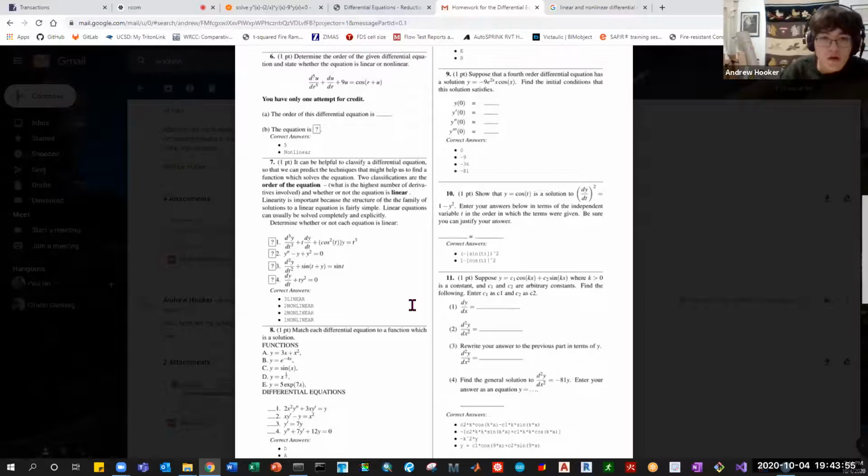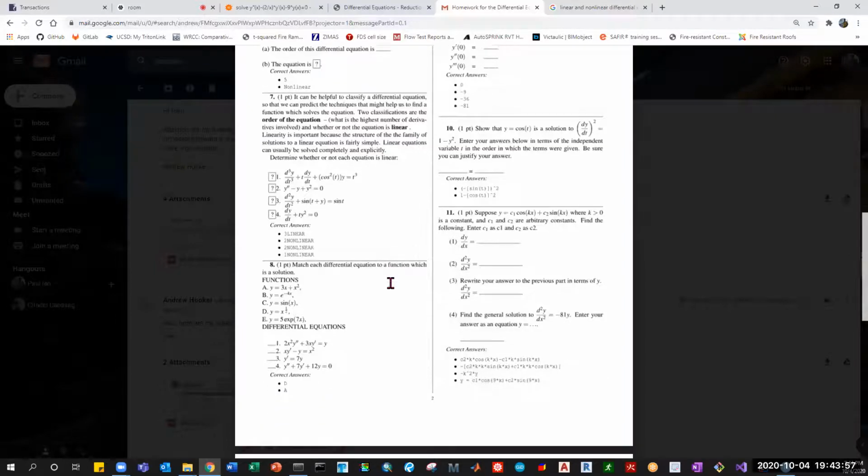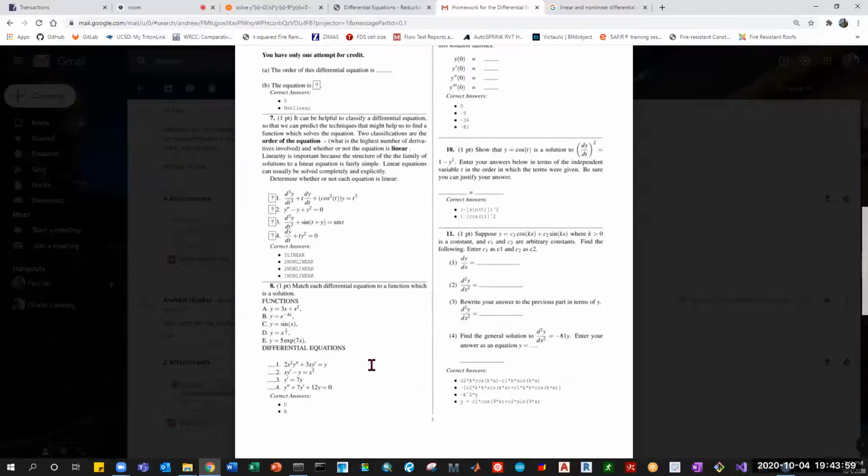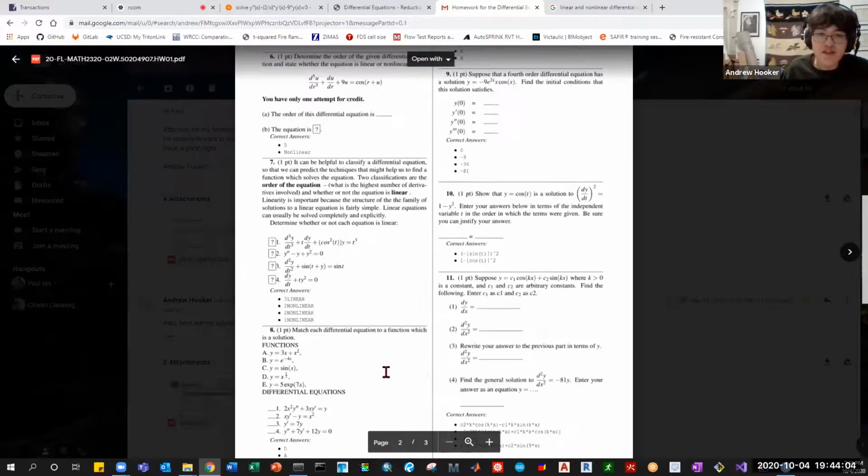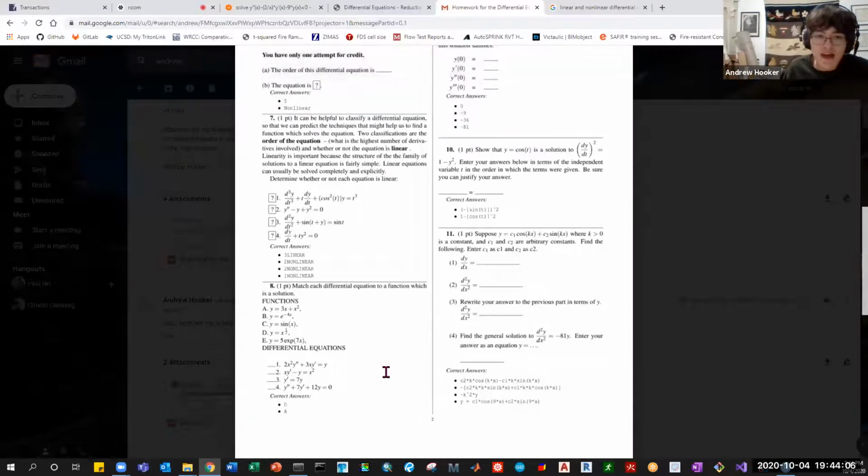Does that make more sense now? Yes. And then I don't know about these other ones. What are they asking? It's just matching them. Match each differential equation to a function solution.